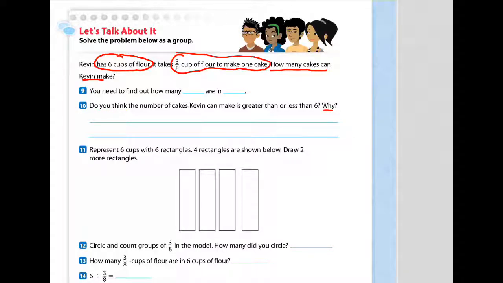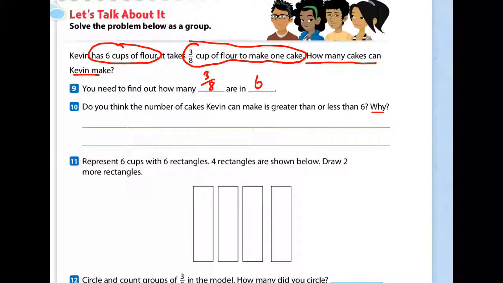Okay. So let's see how you did. So in number 9, it says you need to find out how many blanks are in blank. Now, if Kevin has 6 cups of flour and you only need 3/8 of a cup to make a cake, that means you need to find out how many 3/8 are in 6. Okay? 10 says, do you think the number of cakes Kevin can make is greater than or less than 6? Why? Well, I'm sorry, this isn't yes or no. It's greater than or less than. So the correct answer is greater than.